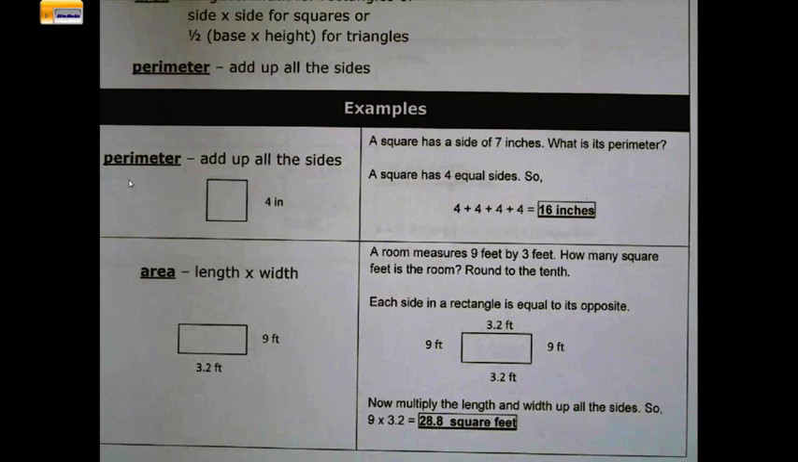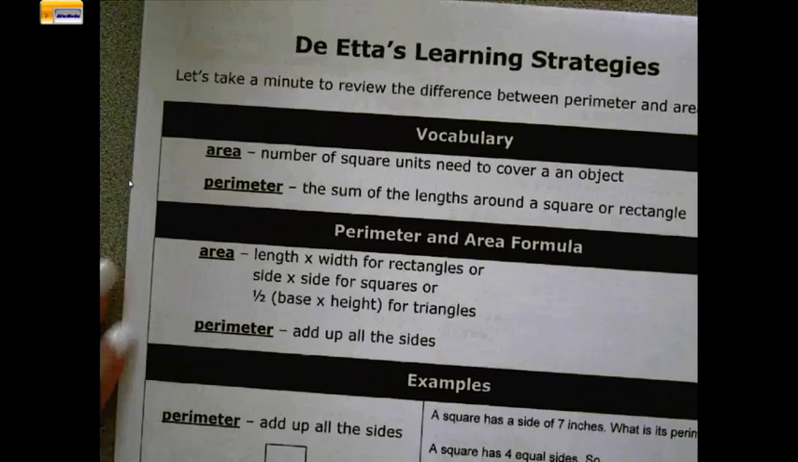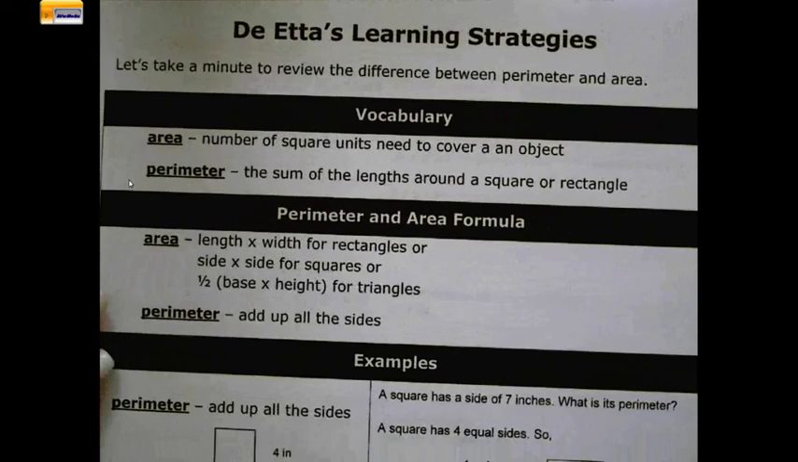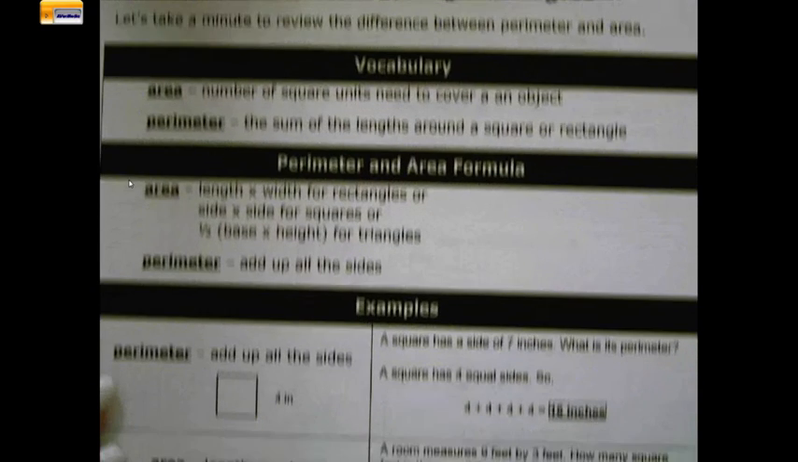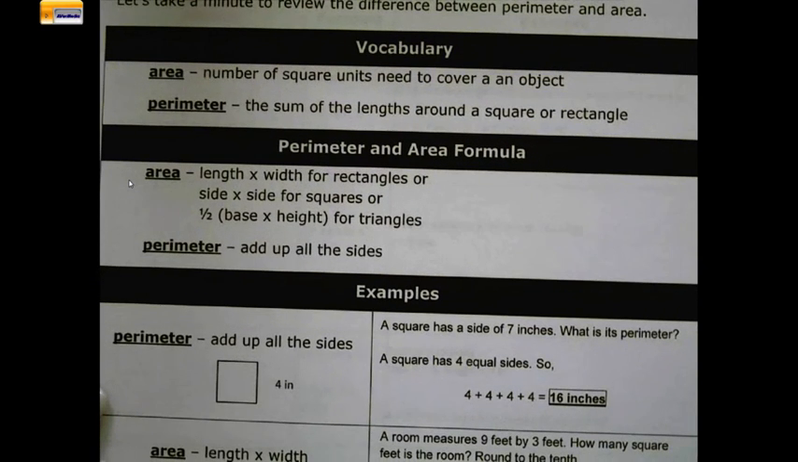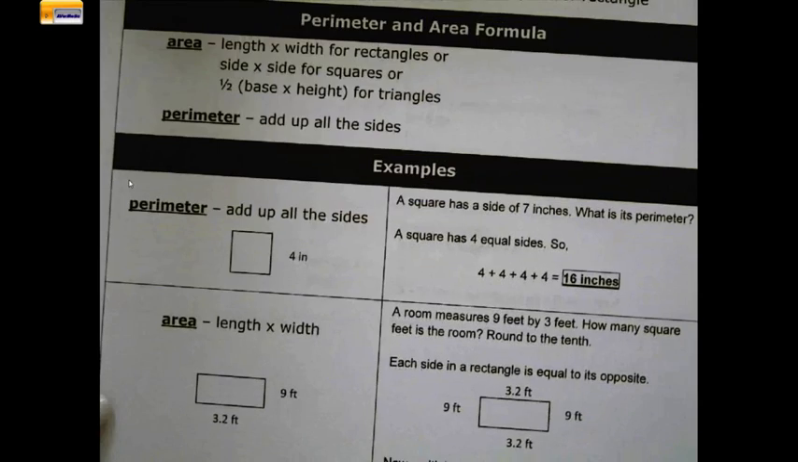On page 2, I've written down some of the formulas that we have done for the last 2 days. The area and the perimeter, you have the definition. One is the measure outside, which is perimeter, and one is the measure inside, which is area that we're talking about today. And you have a couple of examples.